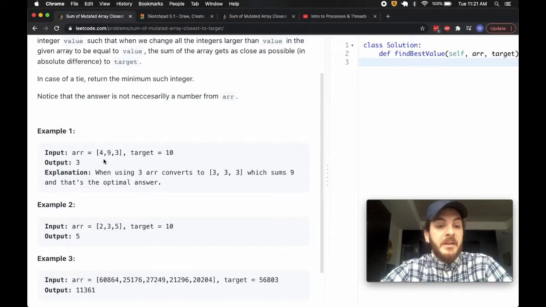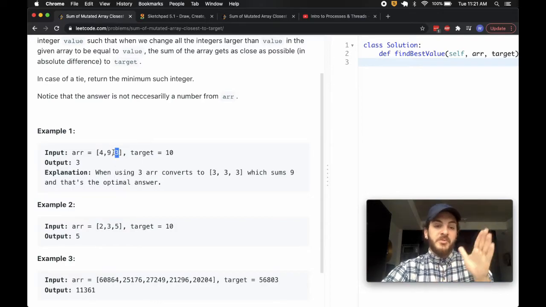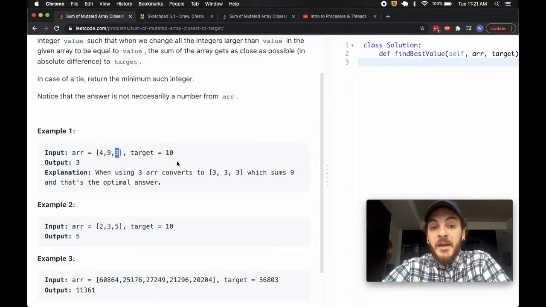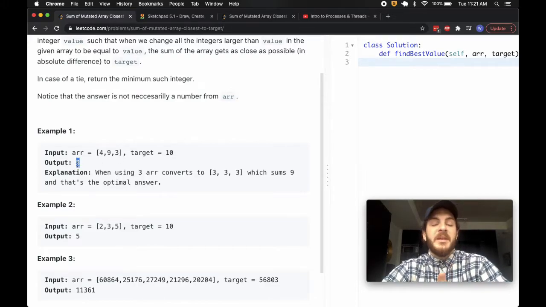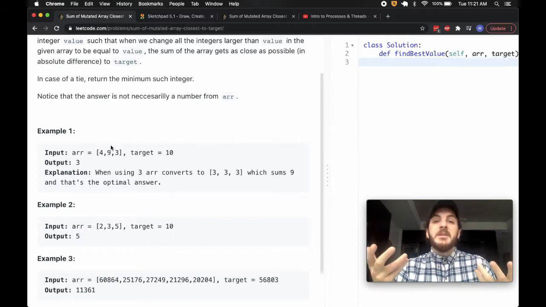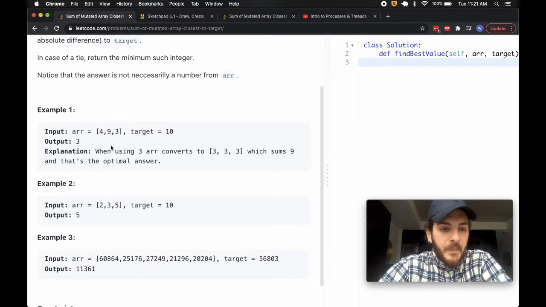If we tried something like 4, for example, 4 would stay as it is, the 9 would become 4, and the 3 would remain as it is, because 3 is less than 4, so we'd have 4, 4, 3, and that would sum to 11. Since we're told that in the case of a tie we return the minimum of the two integers, that's why we would return 3 in this case instead of 4. Even though 11 and 9 are the same absolute distance from 10, we are choosing the smaller integer, hence 3.